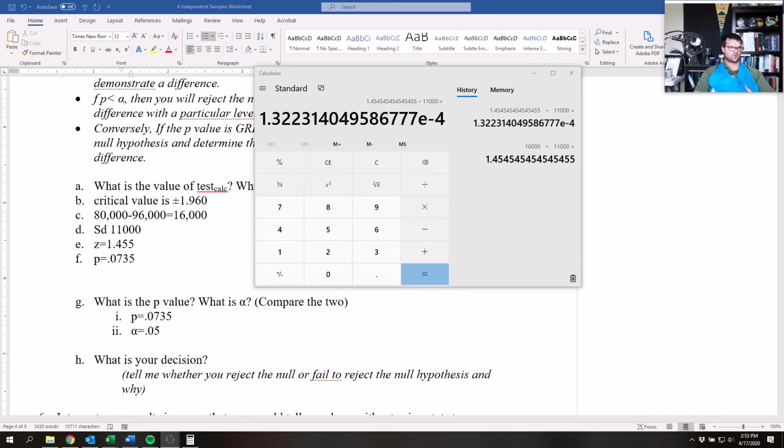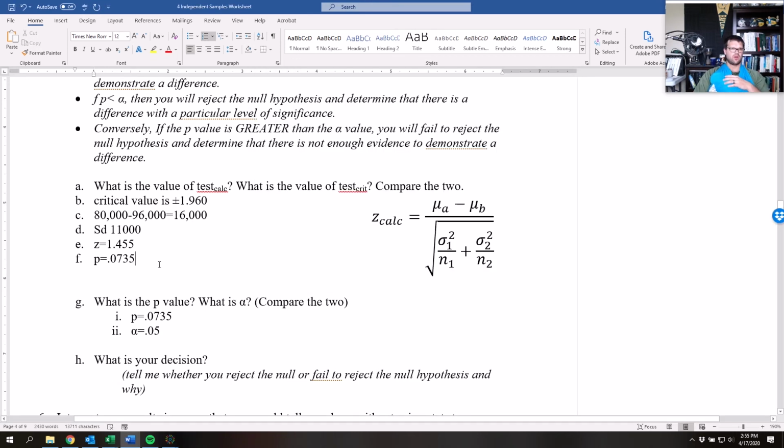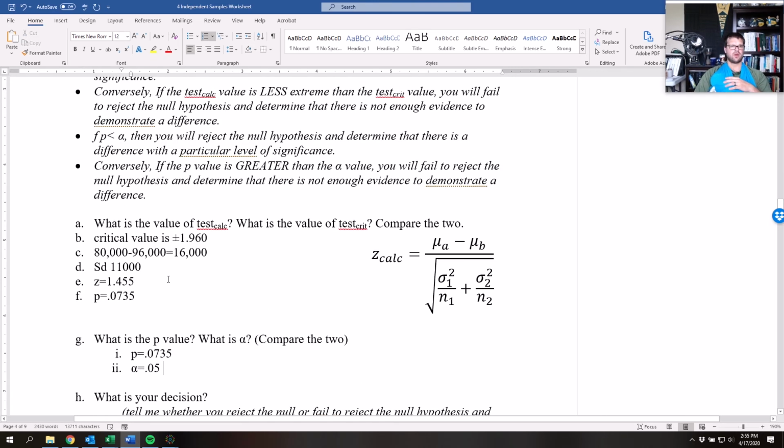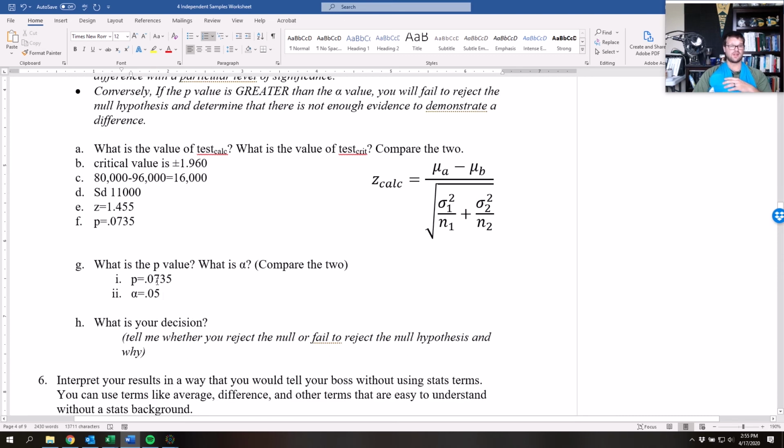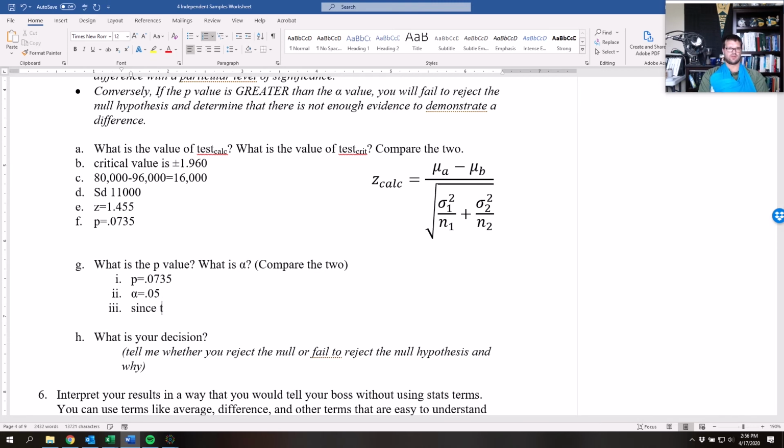So I put the p-value right down here, and I put the alpha value right here. And if we look at this, we know since the p-value is greater than the alpha, it is not statistically significant. And so that's basically what we're using to find out whether or not it's statistically significant, is the p-value.